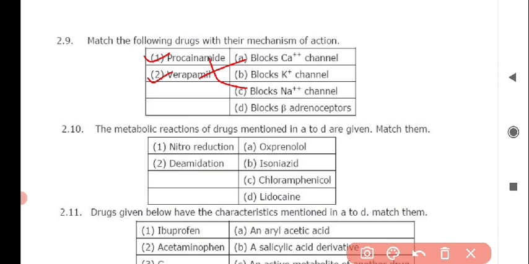Next question is the metabolic reactions of drugs mentioned in A to D are given. Match them. So for the first option, that is nitroreduction, the correct answer is option C, chloramphenicol. And for the second option, that is deamidation, the correct answer is option D, that is lidocaine.